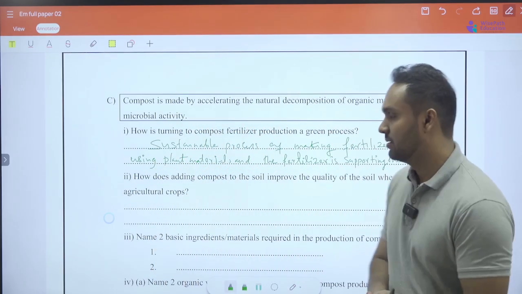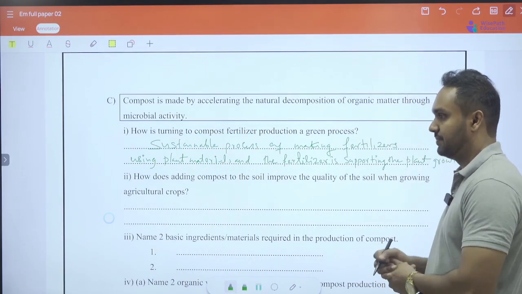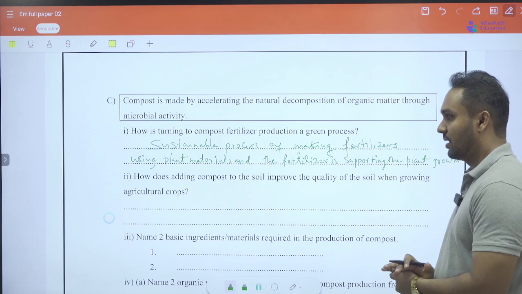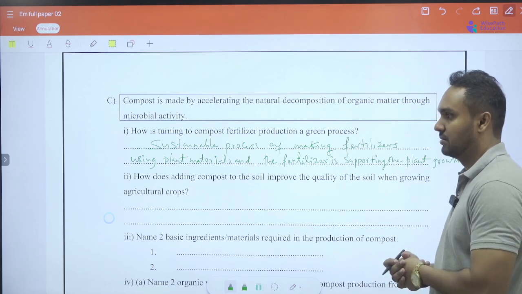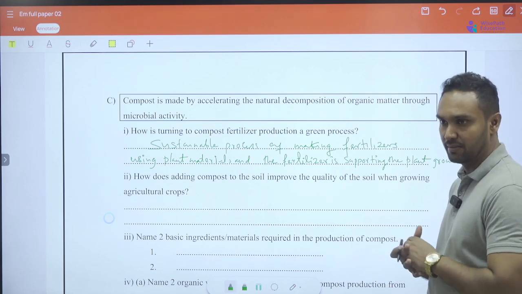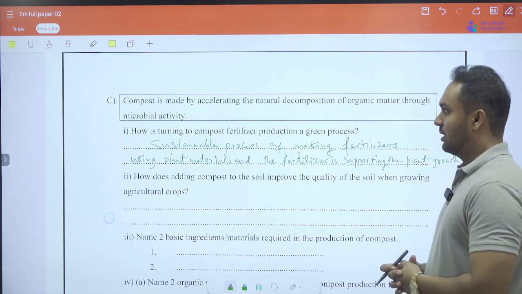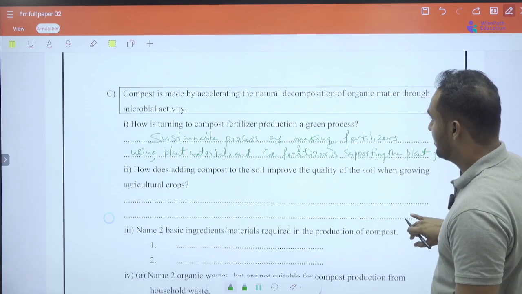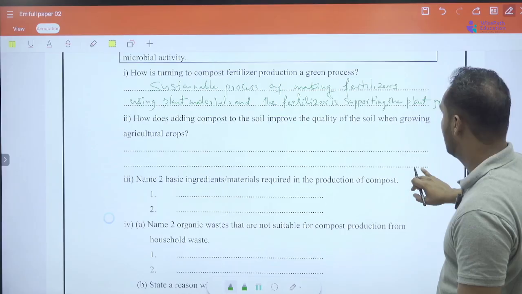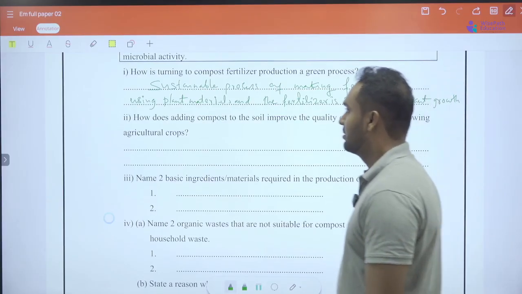So it's recycling. That means it continues the cycle. So nothing will accumulate. That's the main thing. If something accumulates, that will cause a problem. Right. How does adding compost to the soil improve the quality of the soil when growing agricultural crops?